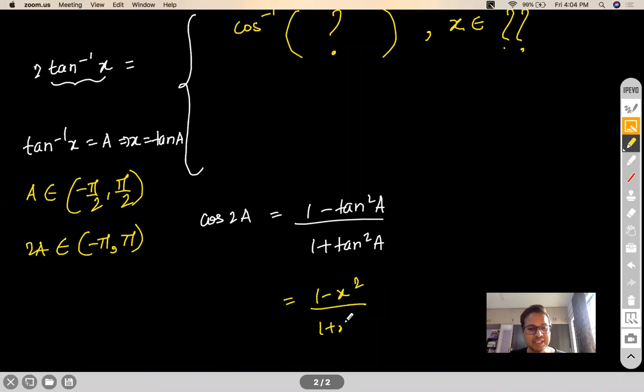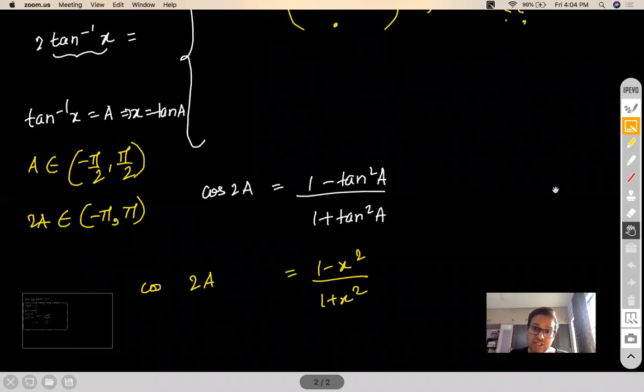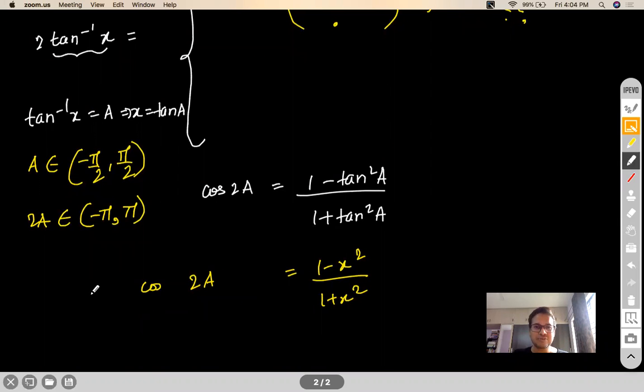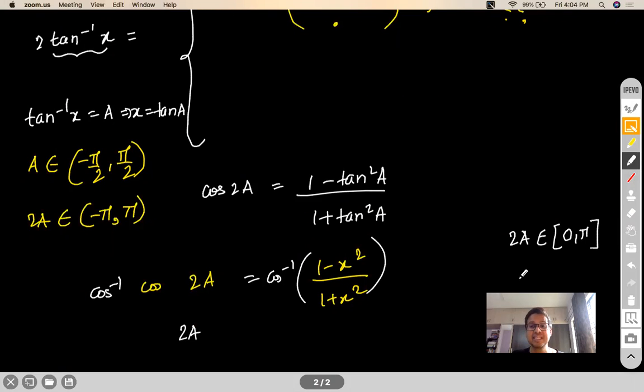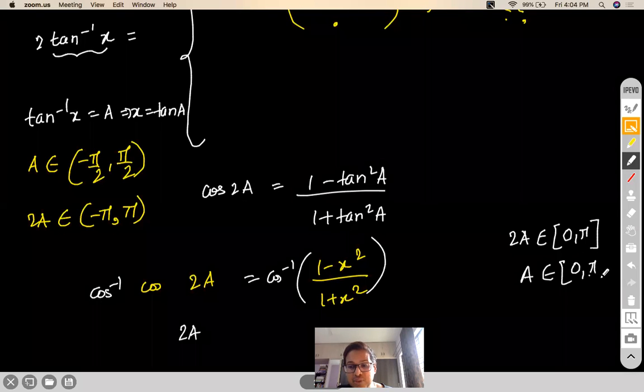All of you please pay attention. Now this is your cos of 2A, and you want 2A on this side. So you're taking cos inverse on both the sides, and you want 2A to be left off. That means 2A should have been in the principal value branch of cos. Principal value branch for cos is 0 to pi. Correct? That means A should have been between 0 to pi by 2.